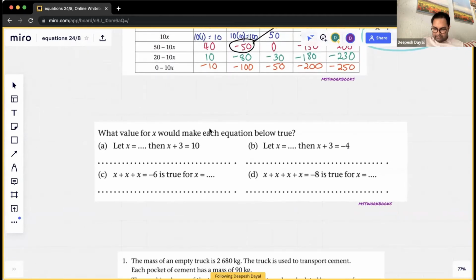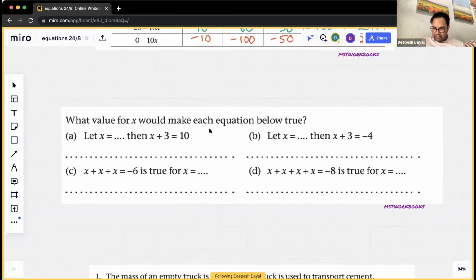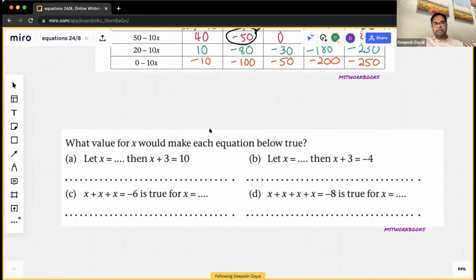I'd like you to try this question for me. It's got A, B, C, and D. If you can do all of them and tell me what you think the answers are for A, B, C, and D.